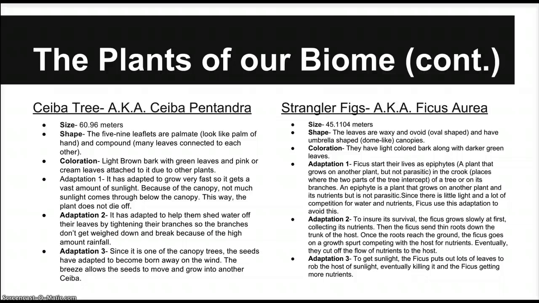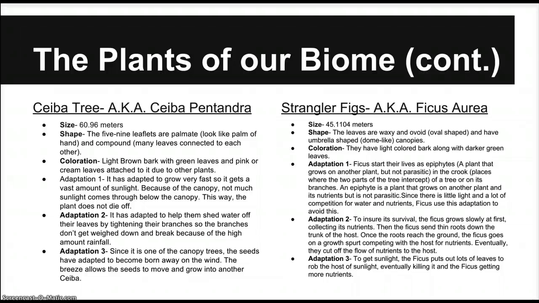The plants of our biome continue. As you can see, these 2 different sections are different species of plants in our biome. The first one is the ceiba tree, aka the Ceiba pentandra. The size of this mammoth is 60.96 meters. The shape of it is that the 5 to 9 leaflets on our tree are palmate, or looking like a palm hand, or compound, which is when many leaves are connected to each other. The coloration of this is that it has light brown bark with green leaves and pink or cream leaves attached to it due to other plants attached to the tree.